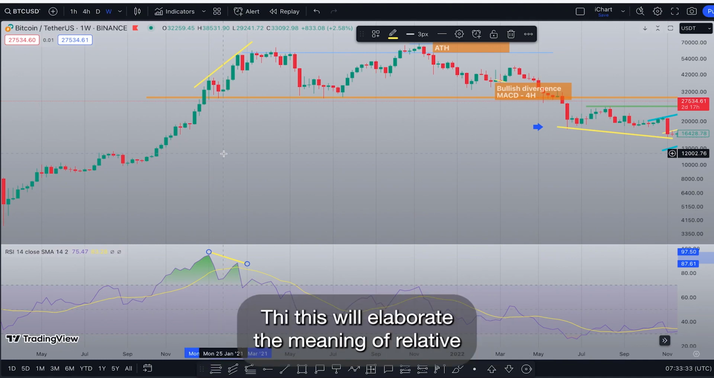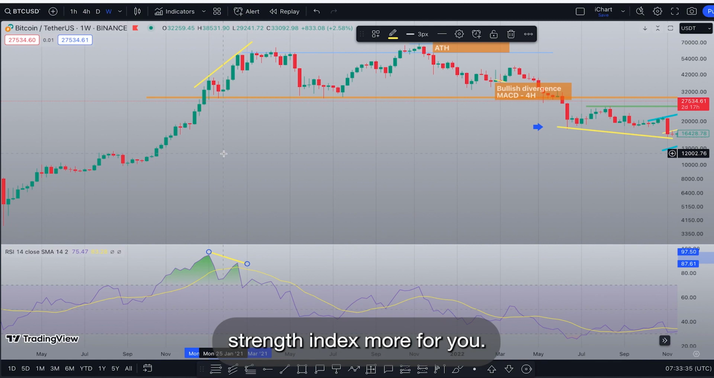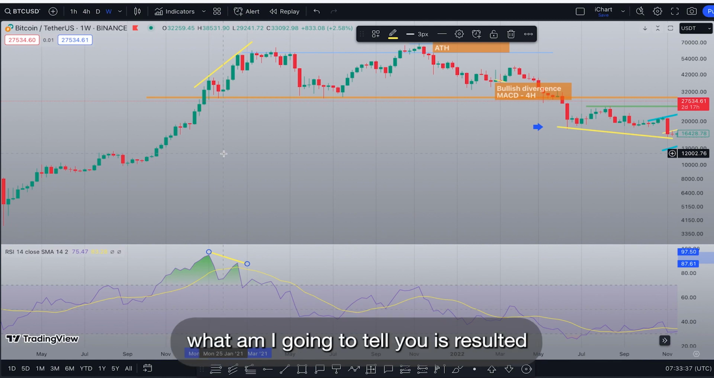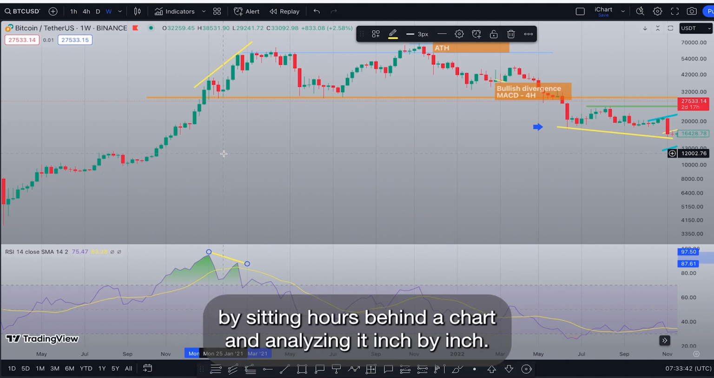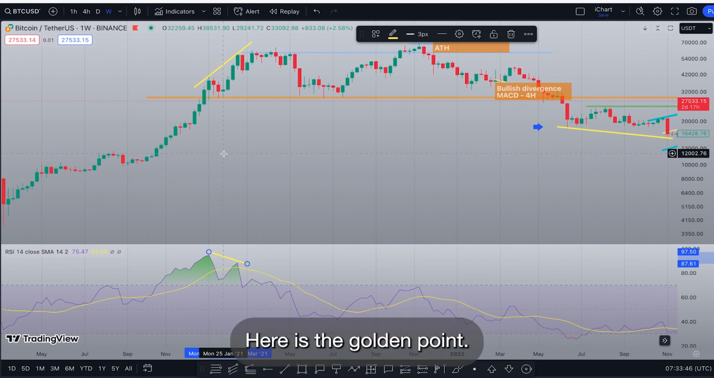Let me tell you a golden point here for you. This will elaborate the meaning of the relative strength index more for you. What I am going to tell you is the result of sitting hours behind a chart and analyzing it inch by inch. Here is the golden point.